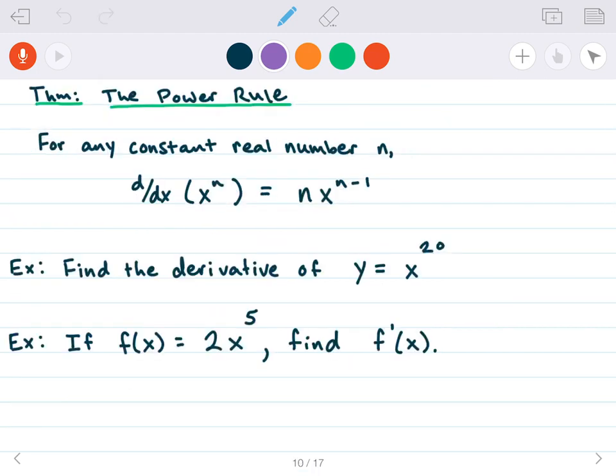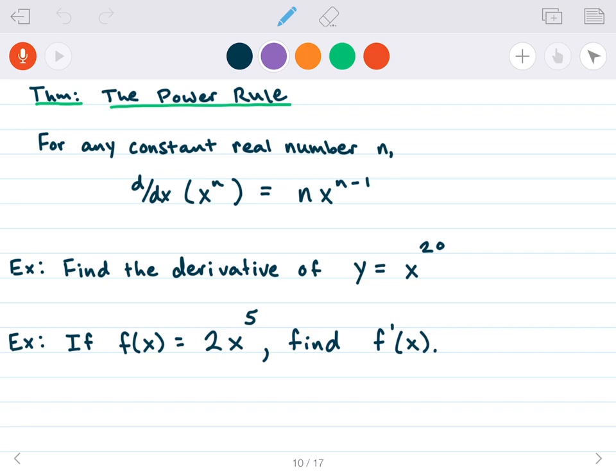Okay, so here's where the fun comes in. This is called the power rule. It's super useful, probably the most useful thing we're going to use this semester. If you're curious about how this is proved, I'm not going to do the proof here for practicality, but the proof is in the textbook in this section.